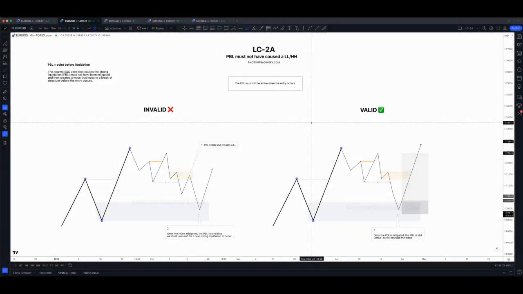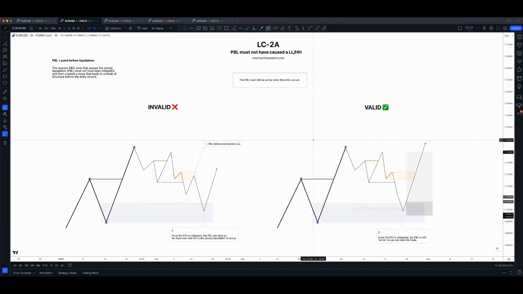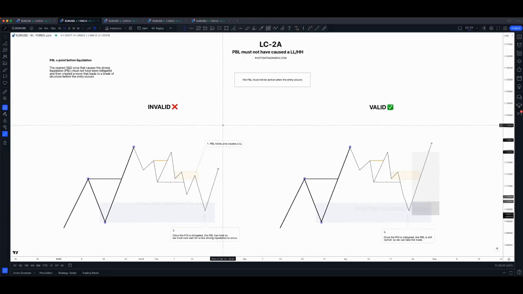Very similar to what you would have learned in the previous modules, it all comes down to the PBL, okay? So let's look at an invalid case first. For those of you who have skipped ahead in the lessons and you're not sure what PBL is, it stands for the point before the liquidation, okay? So when we get the strong liquidation, the price pulls back, this low then breaks a high, so we have somewhat of a strong low, so we know there's strong liquidity behind that low, so we draw on our liquidation line. When that line gets liquidated, when our strong low gets taken out, we can identify the PBL. That is the point before the liquidation.